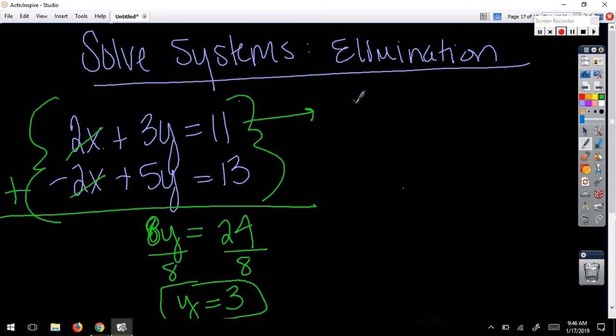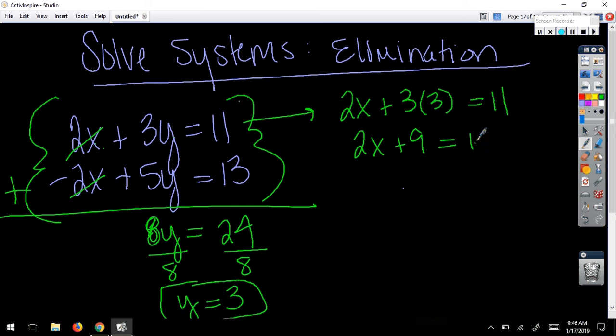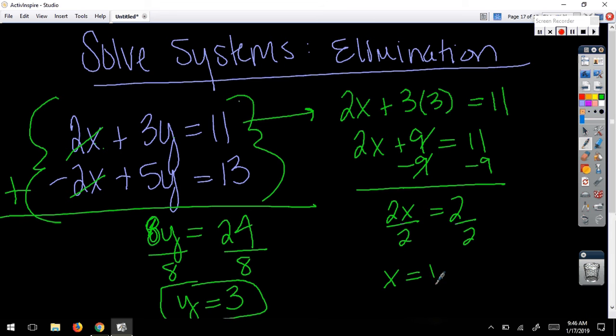So I'm going to just show you on this equation. y is 3. So I have 2x plus 9 equals 11. Can you solve that for x? Subtract 9. And x equals 1.